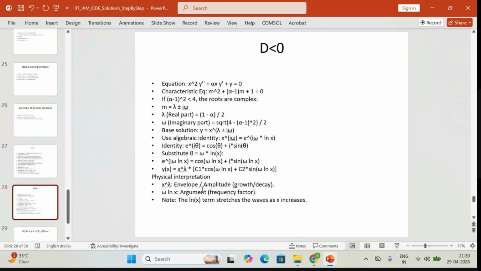Basically the physical interpretation is this: x to the power lambda is an envelope, it's the amplitude, and omega ln x is the frequency, that is, the number of times it crosses the x-axis. The distance between two crossings is the frequency, and the log x term stretches the waves as x increases. Let me know if you have any questions on why for d equals 0 you get the log x term, or for d less than 0 you get this term.